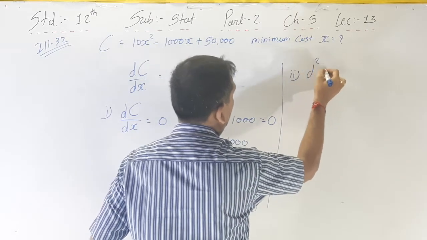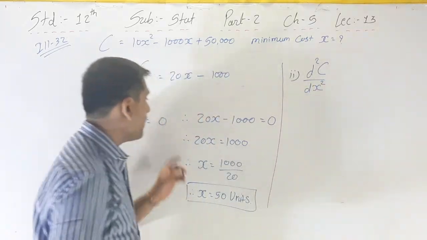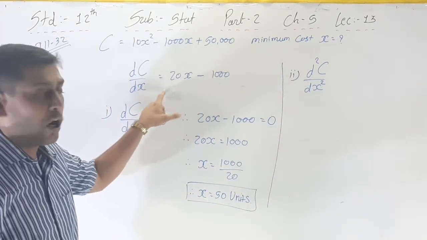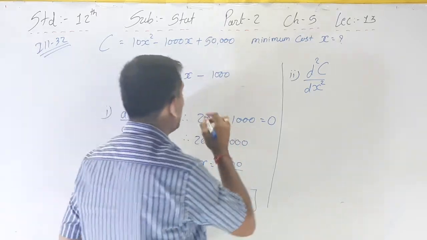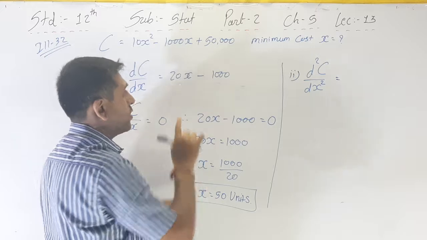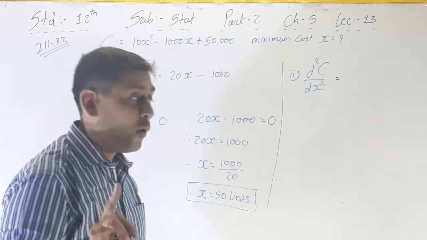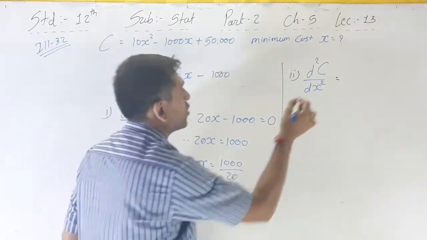d²C/dx². We have to find out the second derivative of this cost function. What is the second derivative? See here, it is 20 into x. What is the differentiation of x? It is equal to 1. So 20 into 1, that is 20.